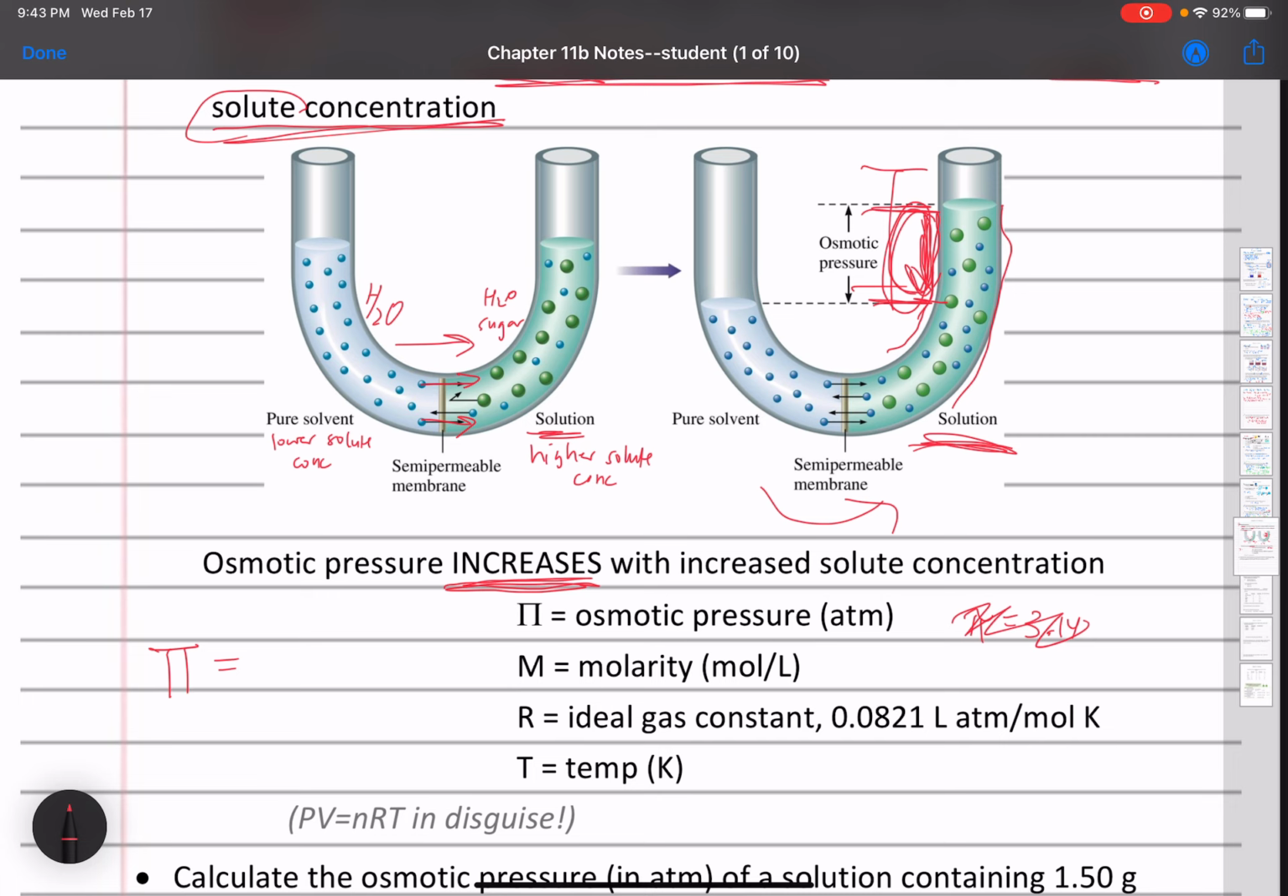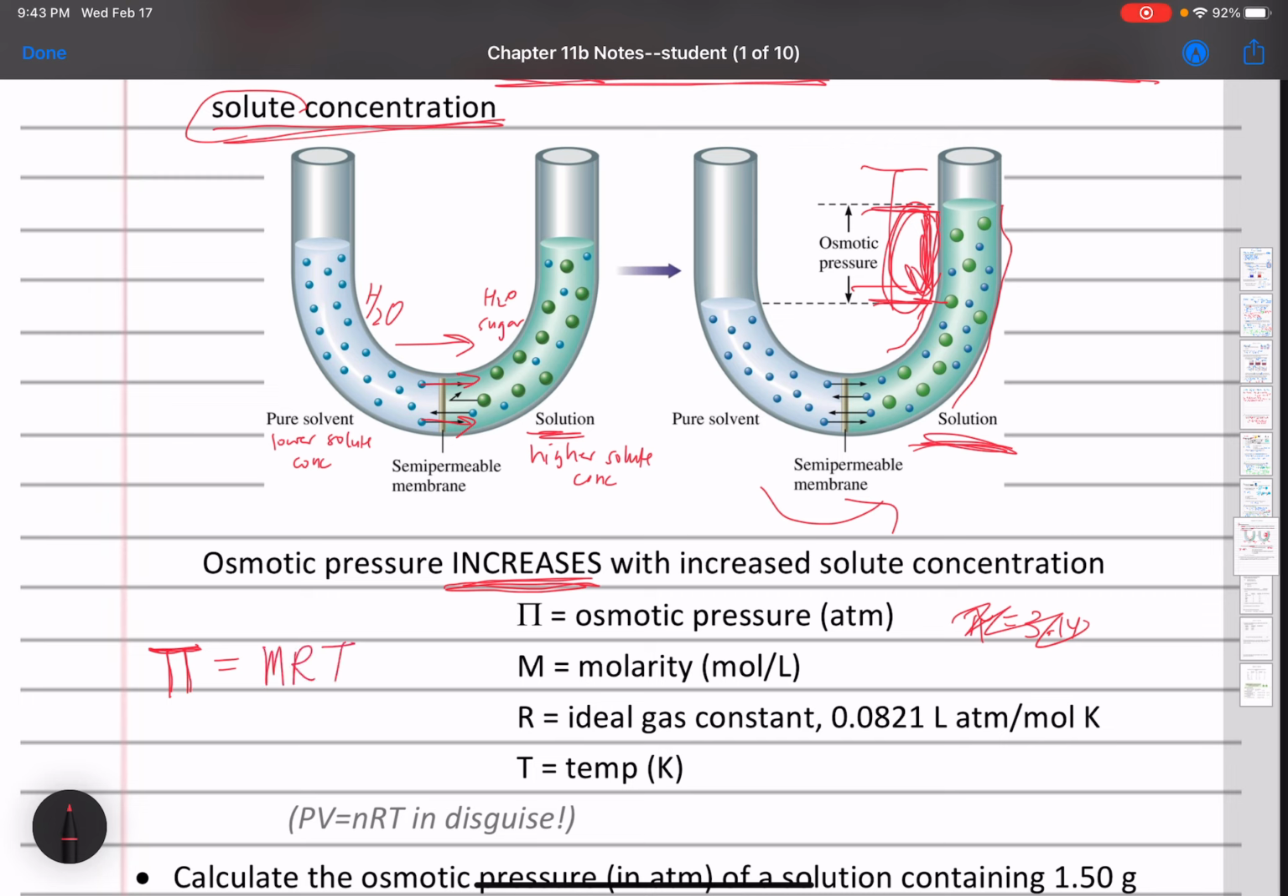Uppercase pi is our placeholder here for osmotic pressure. Pi is the Greek letter P, so basically just P, pressure. I don't know why we have to use pi. I don't know why we can't just use P or PO for osmotic pressure. I don't know, guys.